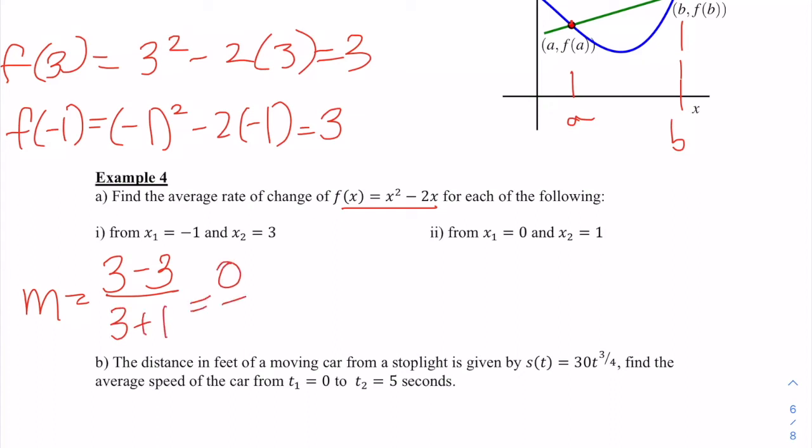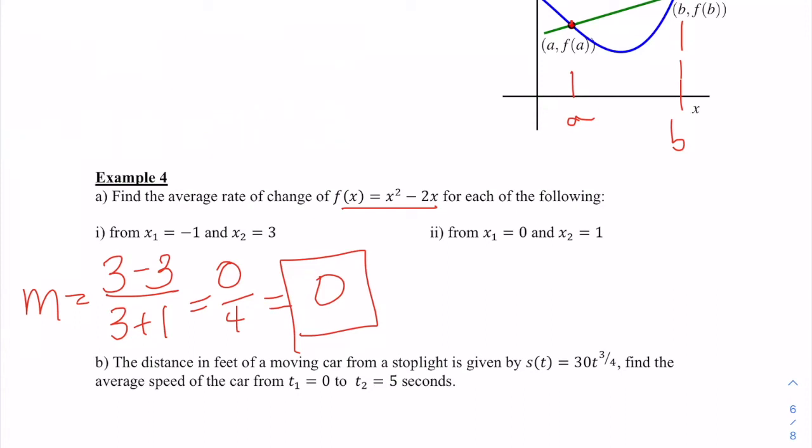So it's just going to be 0. Okay, but we know that this is not a constant function. We know that the slope would not be 0 all the time, but between those 2 points, it's 0. For the next one, from 0 to 1, I'm going to plug in 0 into the function, which will just be 0.